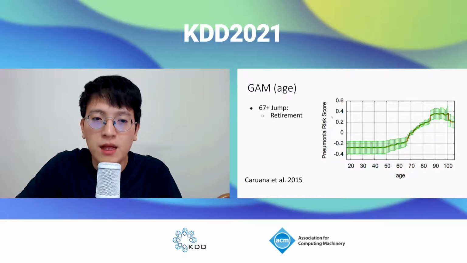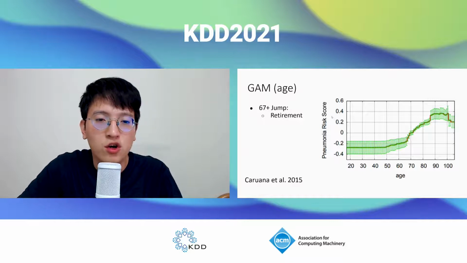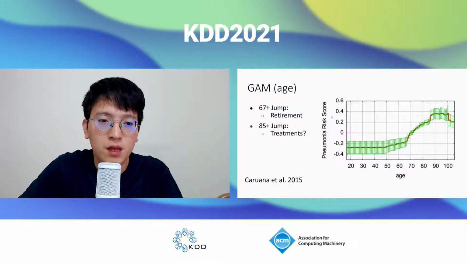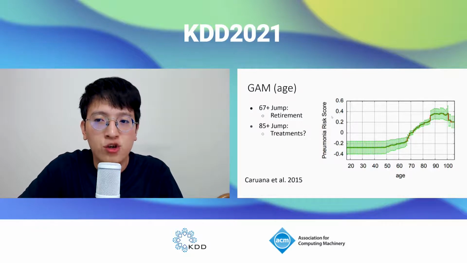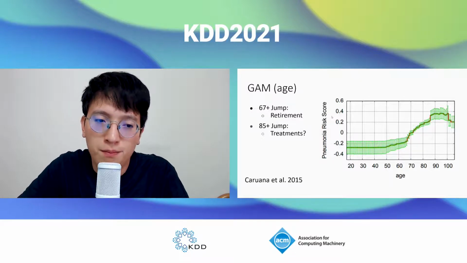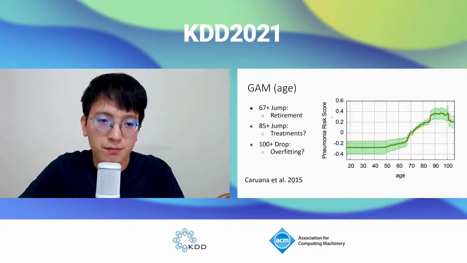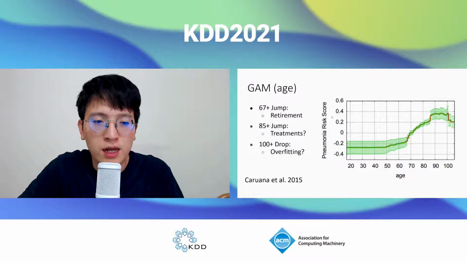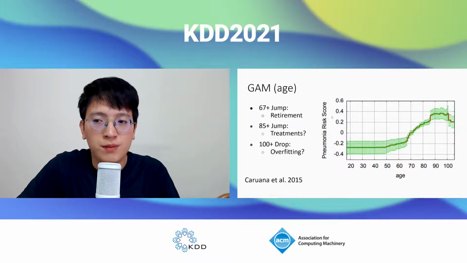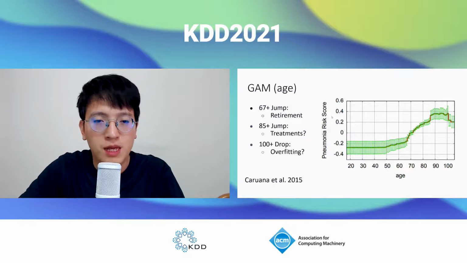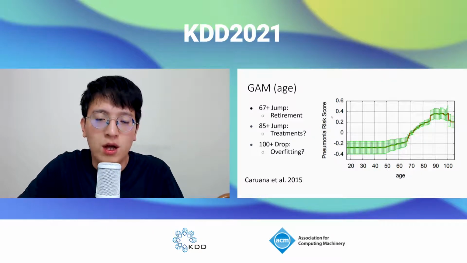First, we see that there's a jump around age 67, which could be due to the retirement effect. After retirement, the lifestyle of patients changes and might lead to a higher risk of mortality. We can also see a jump around age 85, and it could be due to treatment effects, that clinicians treat patients differently above or below 85. Lastly, we see a drop around 100. It could be due to overfitting, or it could be another treatment effect. So overall, these graphs are interpretable, and we can view independent shape graphs and propose interesting hypotheses to understand our data.